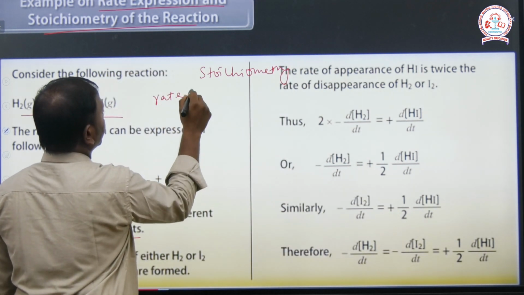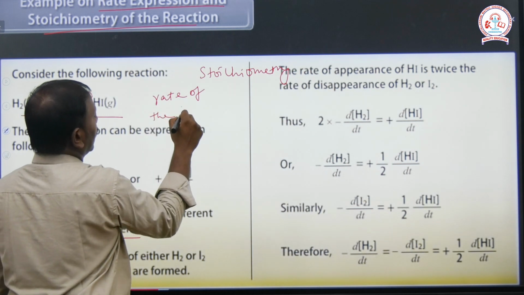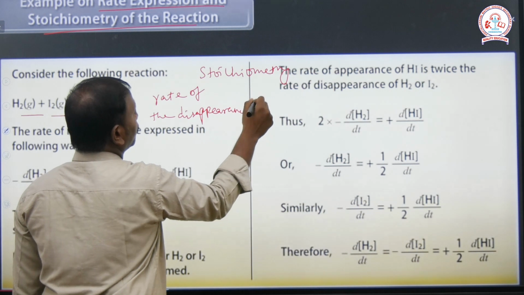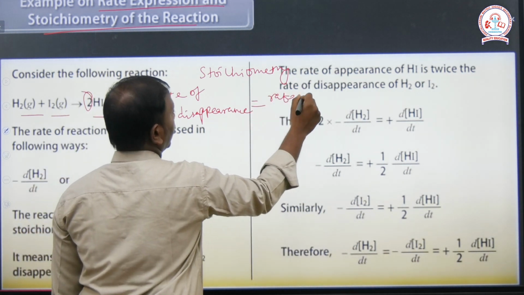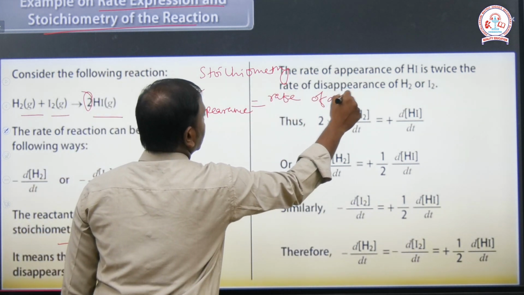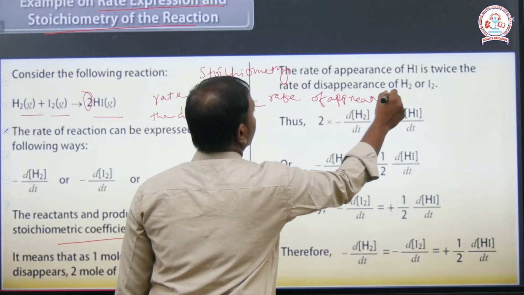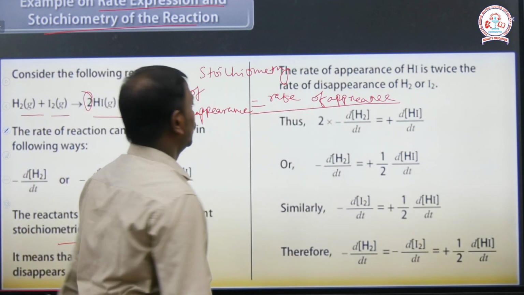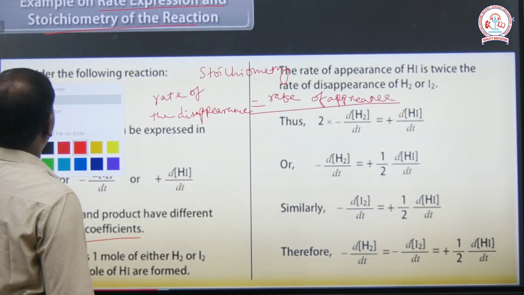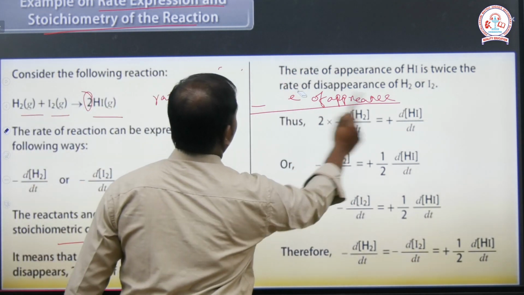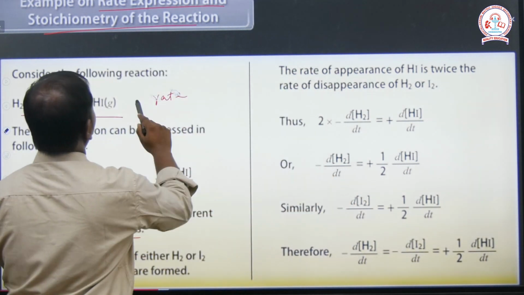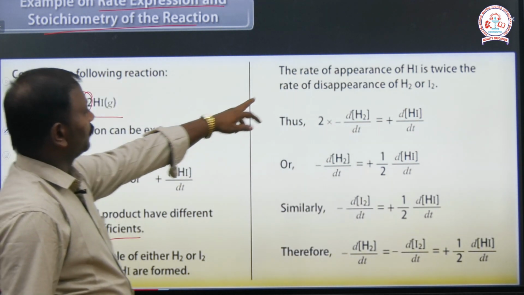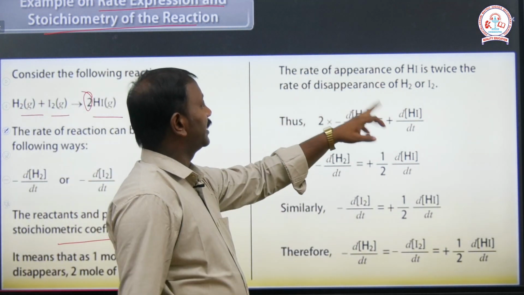rate of disappearance equals rate of appearance. So this is the rate of appearance, and the rate of disappearance equals the rate of appearance. In this manner you see the stoichiometry in a chemical expression, the rate expression. So the rate of appearance is twice the rate of disappearance of H2 and I2.